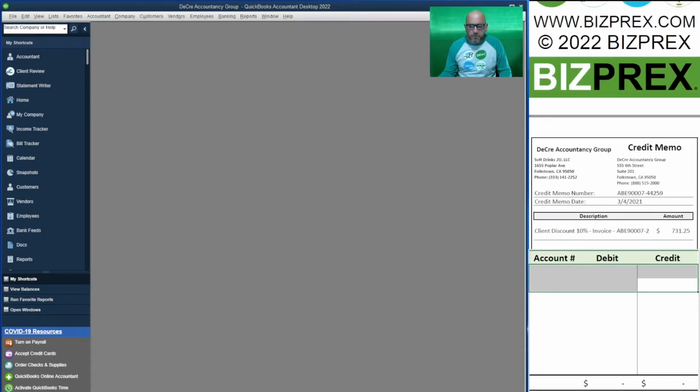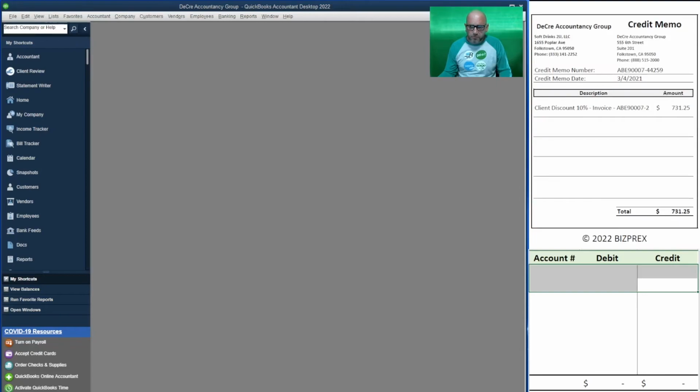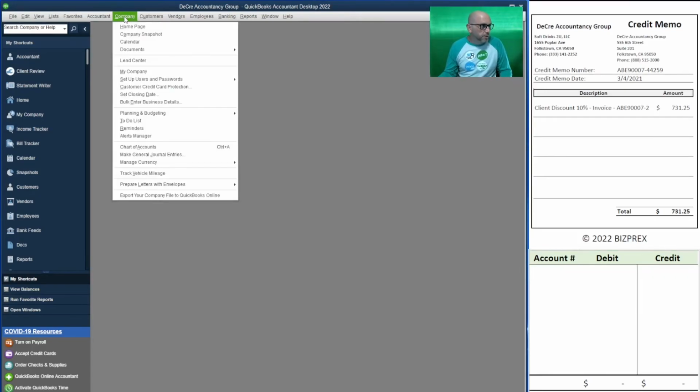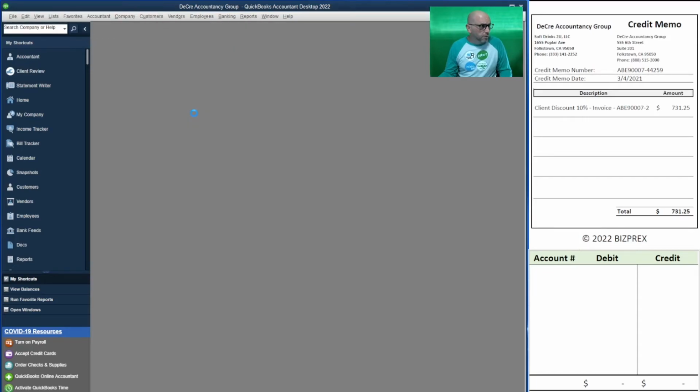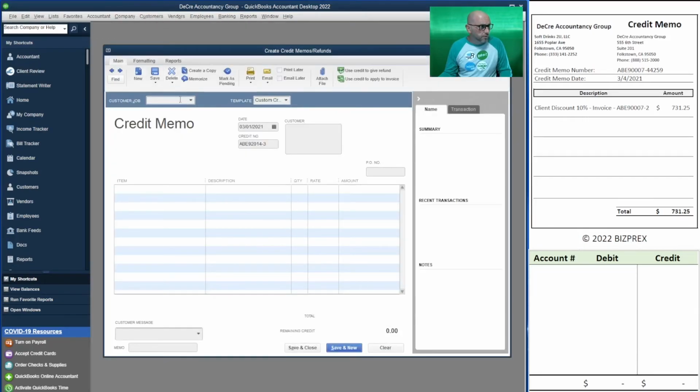Before that, we issued a credit memo, right? Credit memo to one of our clients right here. Let's go ahead and post it. Previously, we posted that credit memo when we were collecting payments. This time, we'll just post it before we start. So here it is. Again, create credit memo refund right here.